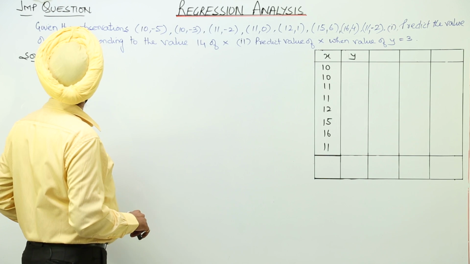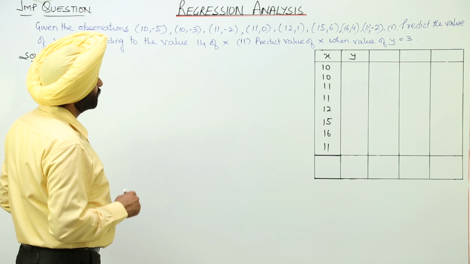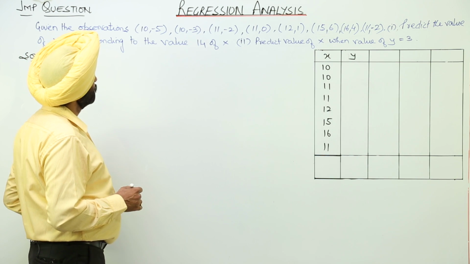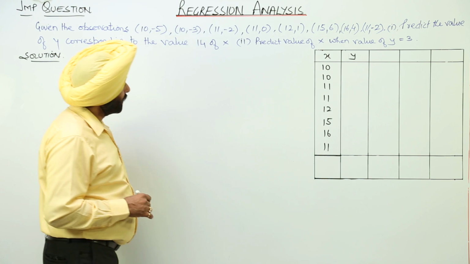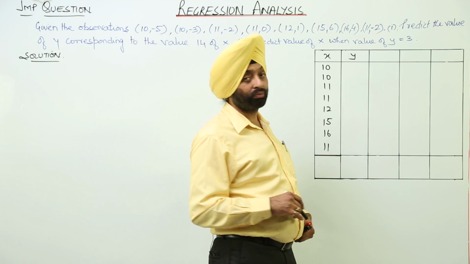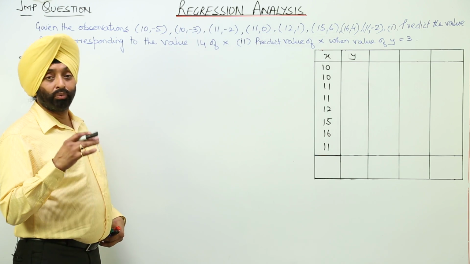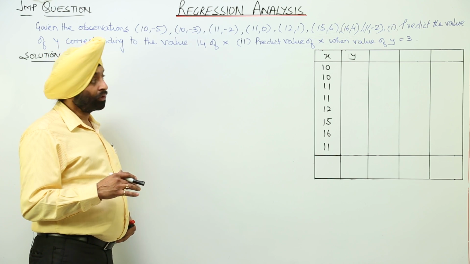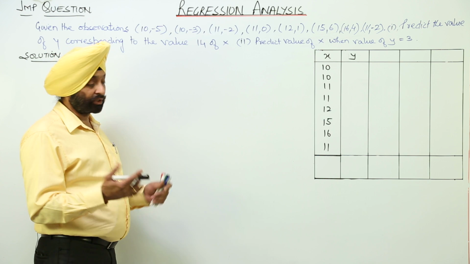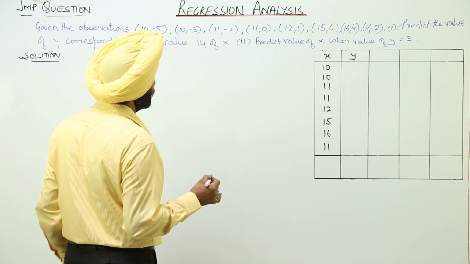In this question, the observations in the form of data are given. We have to predict the value of y corresponding to the value 14 of x, and second part is we have to predict the value of x when value of y is equal to 3. It means we have to first find both the regression coefficients, x mean, y mean, and then we have to proceed. Okay. So, first of all, let us fill the table.